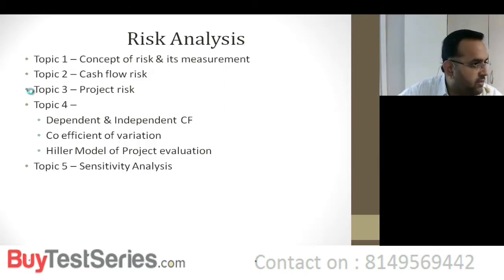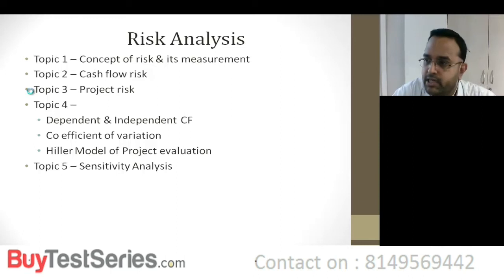Cash flow risk is the standard deviation of 1 year's cash flow. Project risk is the discounted cash flow risk of all the years. Then we talked about dependent and independent cash flows. We said dependent cash flows are risky compared to independent cash flows. Their standard deviation tends to be more. And how do you calculate the project risk of dependent cash flows and independent cash flows? Dependent cash flow is nothing but the cash flow risk of every year discounted to the present value.